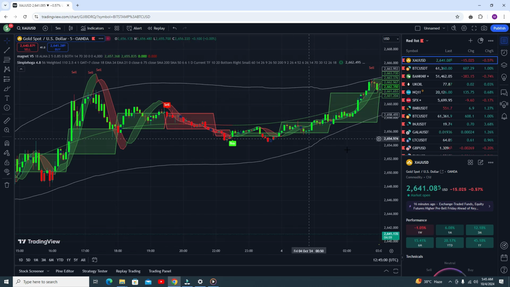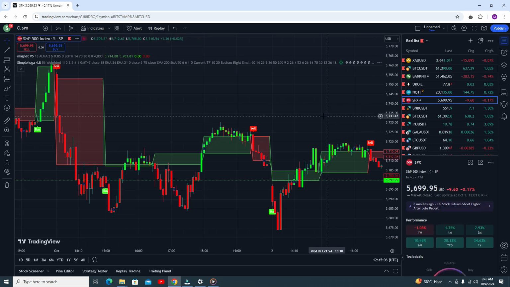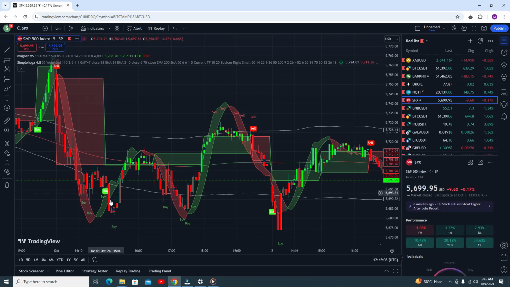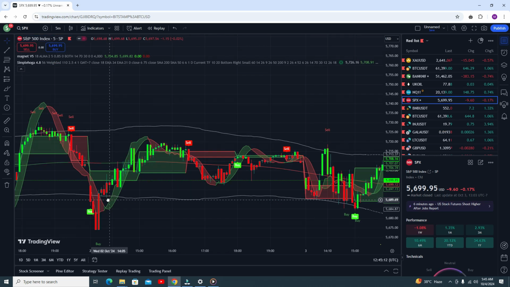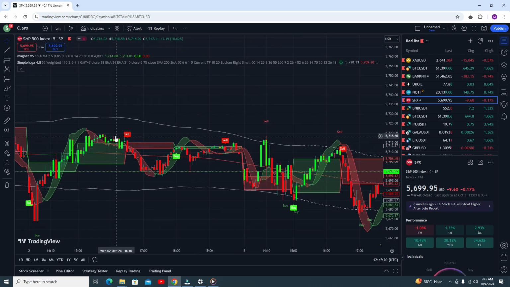Okay, so you can see this pair works on all pairs. Let me show you results in SPX. Watch it. Buy signal profitable, sell signal profitable, buy signal profitable, sell signal, yes, is not so much profitable, but this sell signal is profitable. You need to watch it.